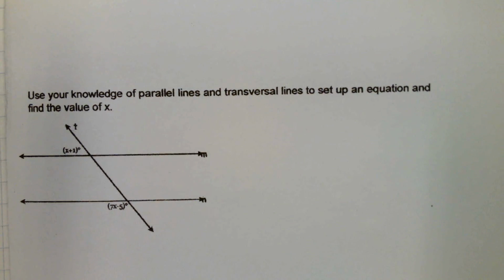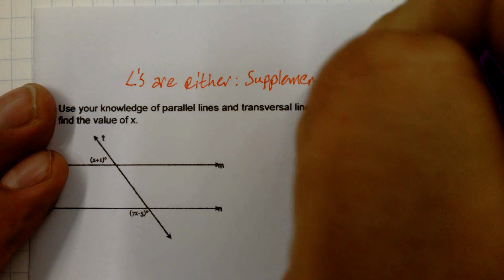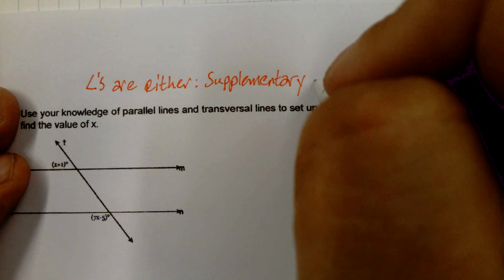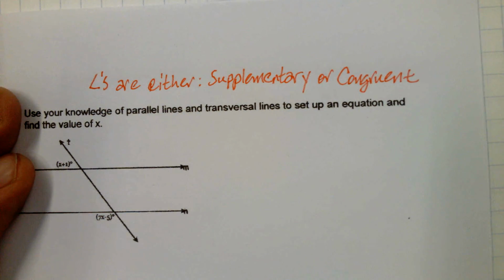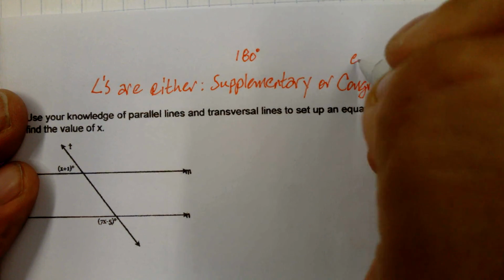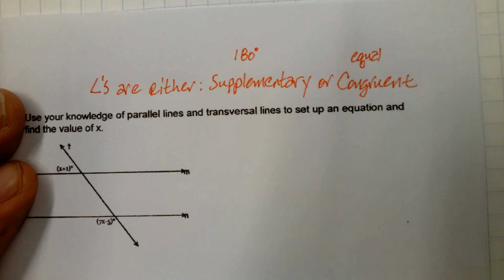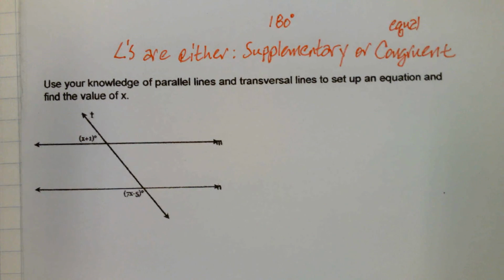Okay, so the angles are either supplementary or congruent. So I'm just going to write that here. Angles are either supplementary or congruent, meaning they measure the same amount, same thing. Okay, so they either add up to 180 or equal in size. I'm just going to put equal there. That's how I remember. Okay, so let's see here.